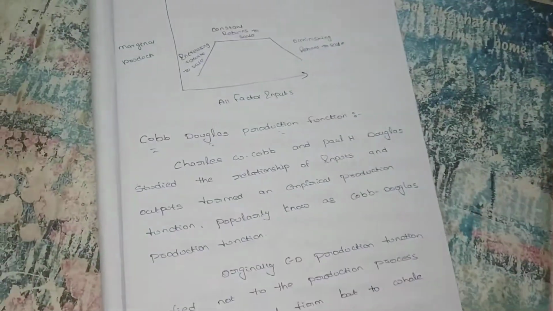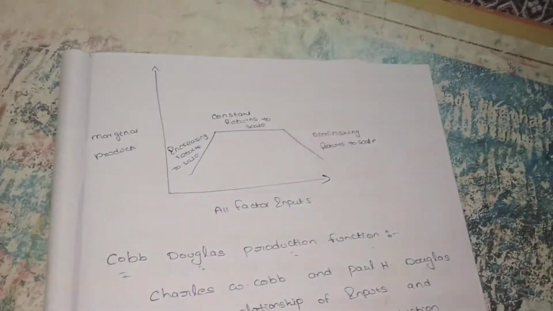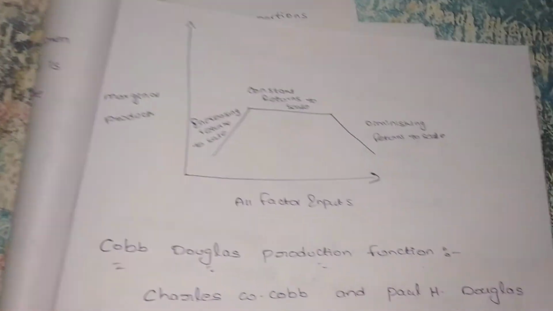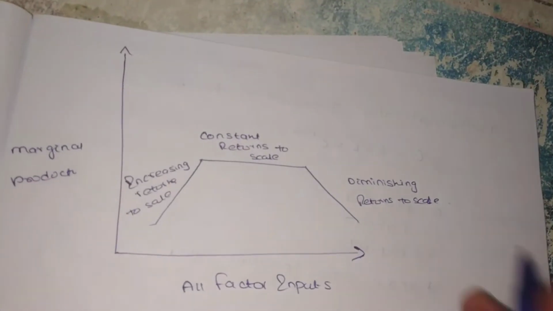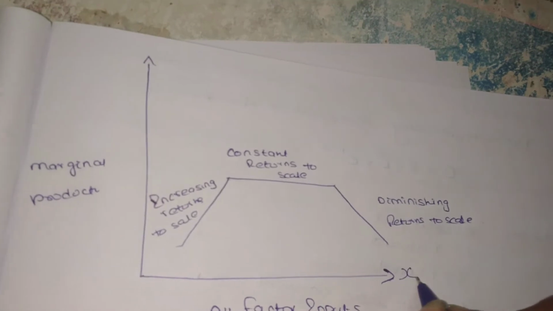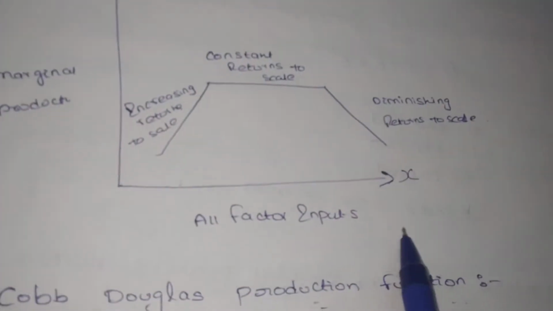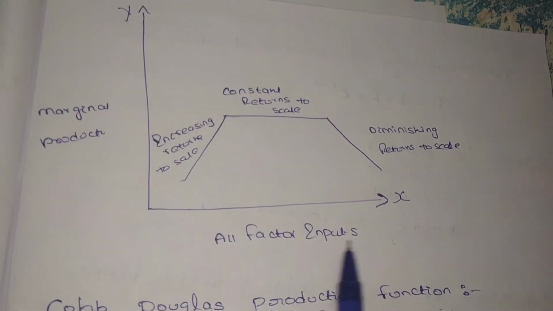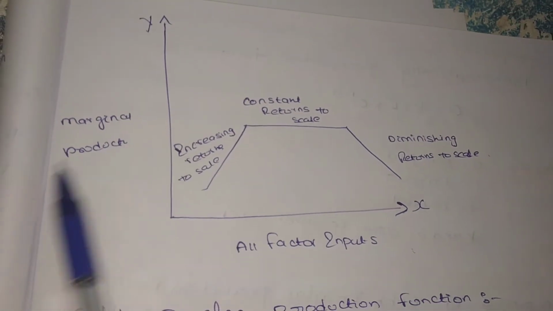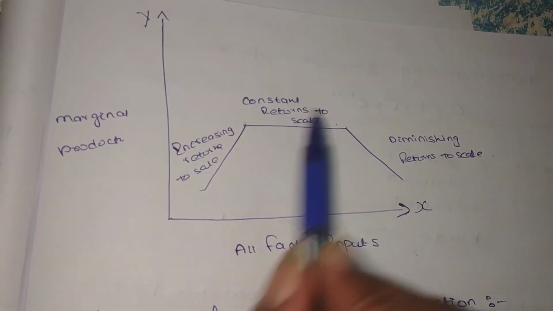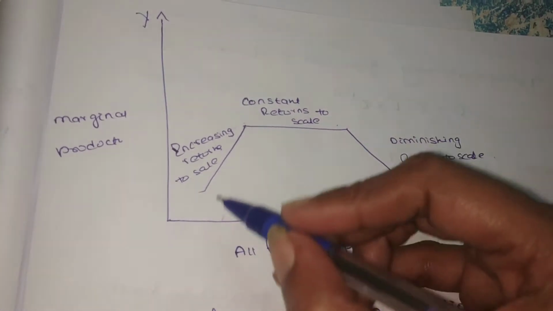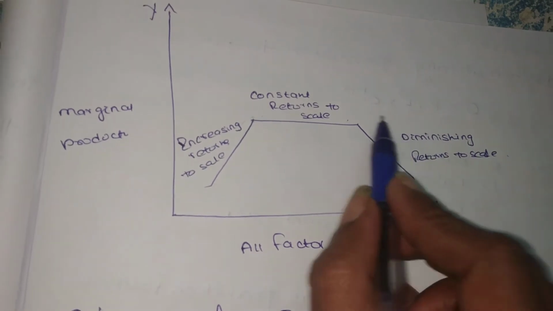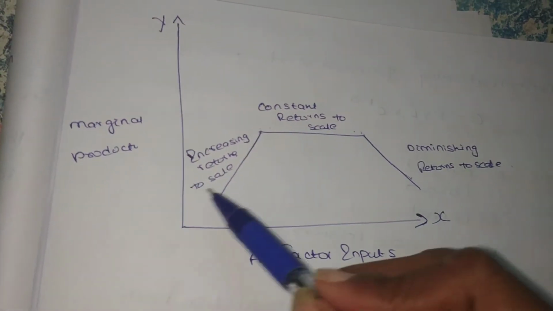I want to explain with a diagram also. If you draw it in an exam, you can get very good marks. Let's see here. This is the x-axis. This is the y-axis. On the x-axis I am taking all factor inputs. Here the marginal production. So constant means like that. It is increasing returns like that. It is decreasing like that. So we can draw the diagram like this.